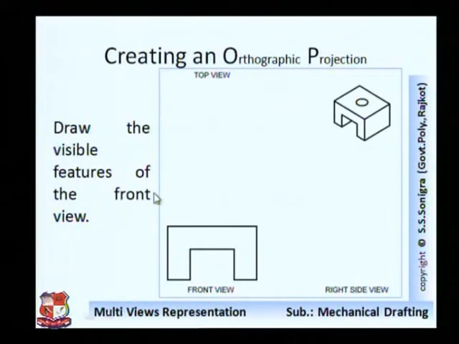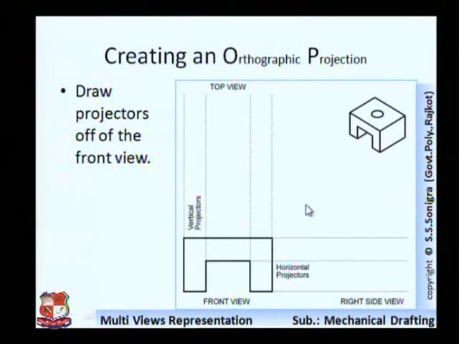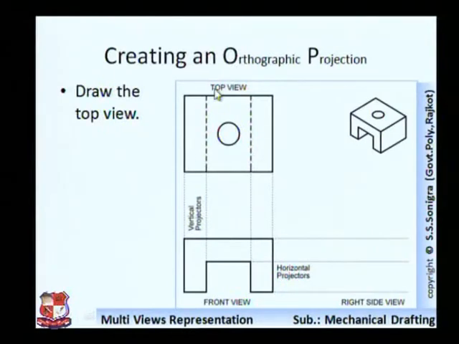Draw the visible features of the front view. This is the front view. If you look from the front side, this object would appear as shown over here. Now to draw its top view, let me take projections from here. Project these lines from here to here, and its top view would appear like this. If you look from the top, this circle would be visible, and these two dotted lines represent this edge, which is below this plane and not visible to us.